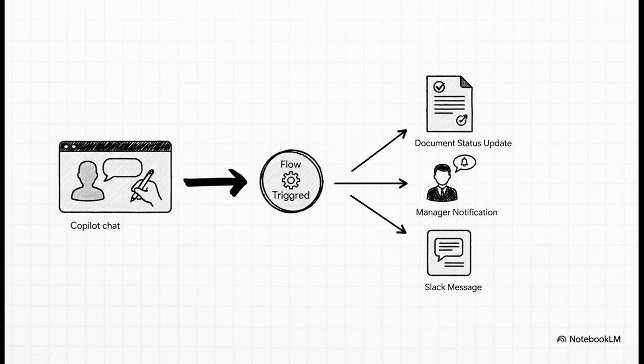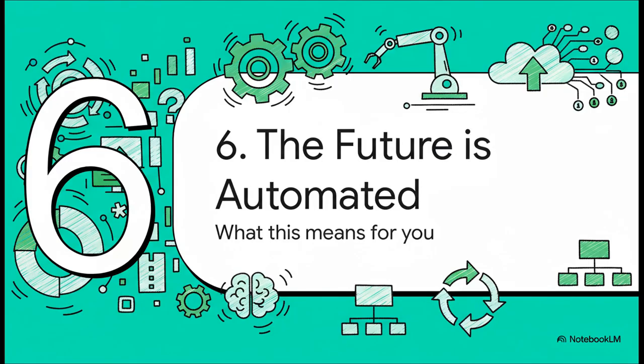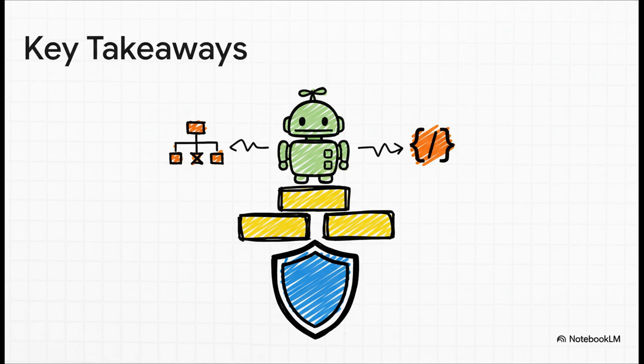But behind the scenes, that command triggers a powerful flow that could update the record status, send a notification to a manager, and post an urgent message to a Slack channel. All of that complex work totally automated behind one simple conversational command. So let's pull all this together and talk about what this really means for the future of how you get work done in Salesforce.